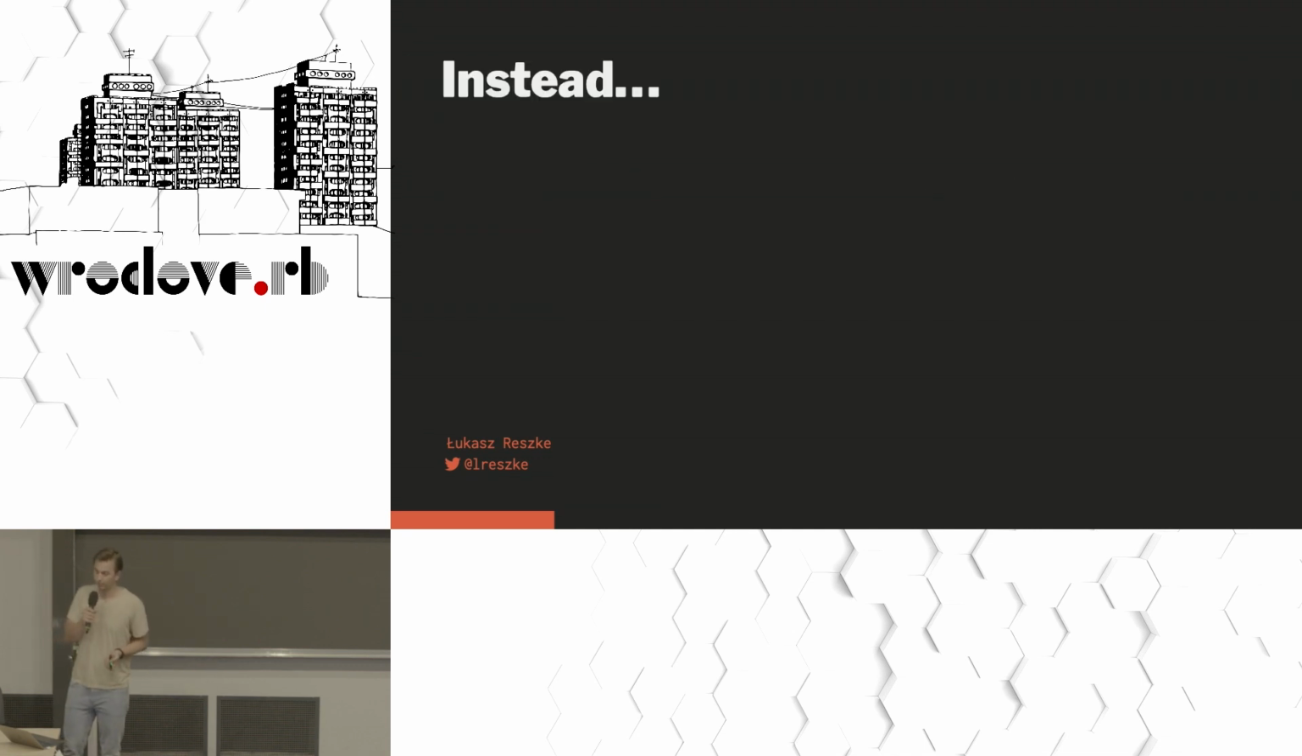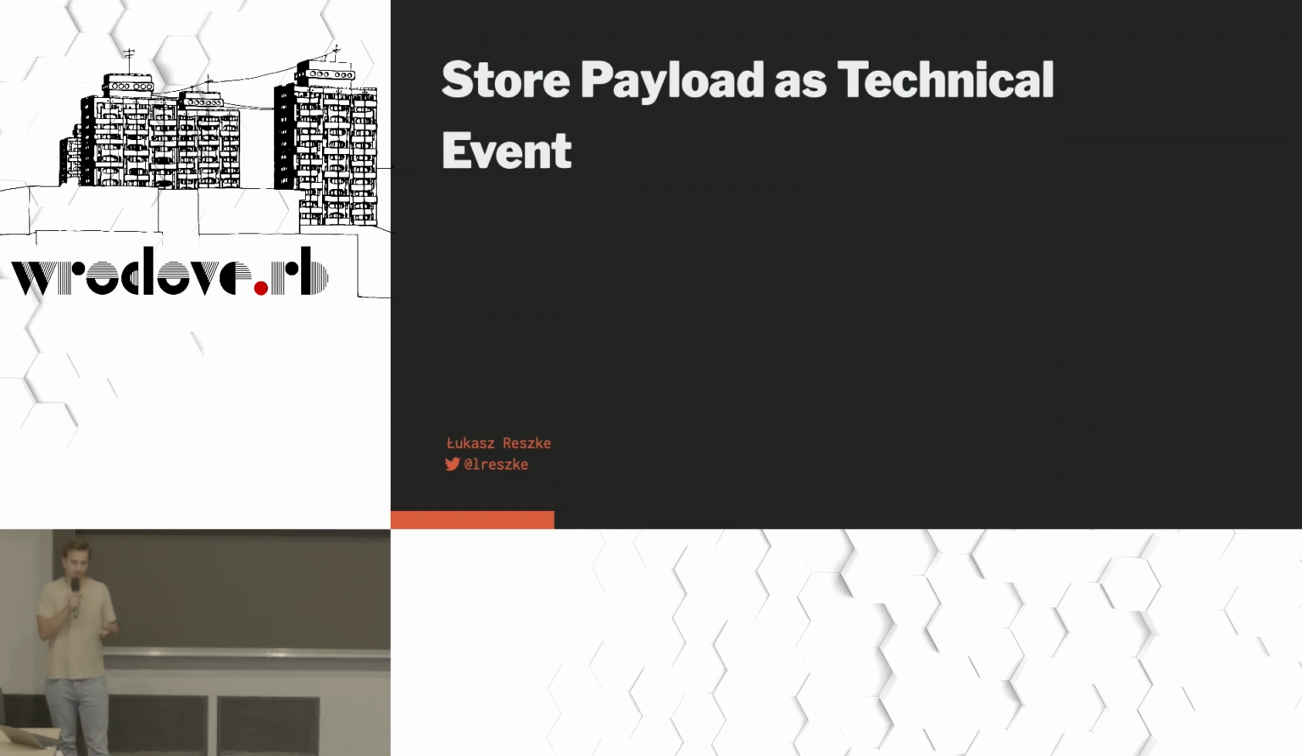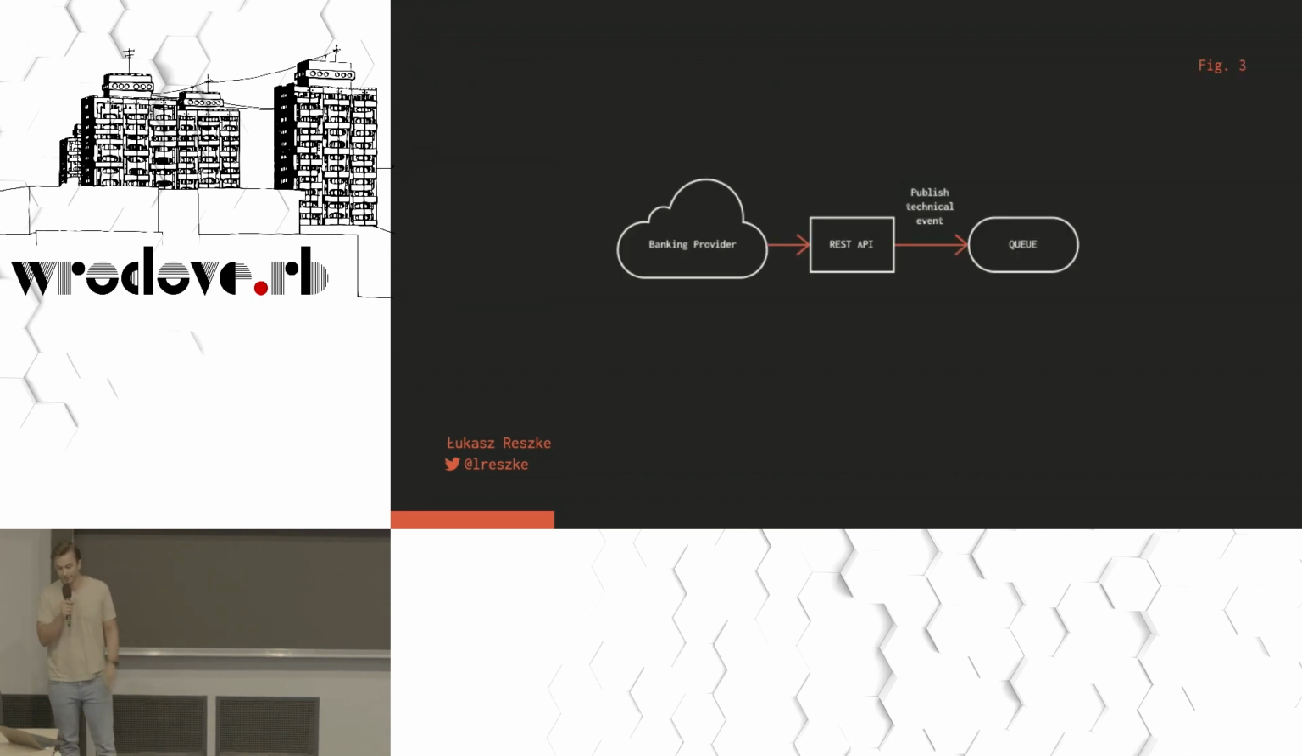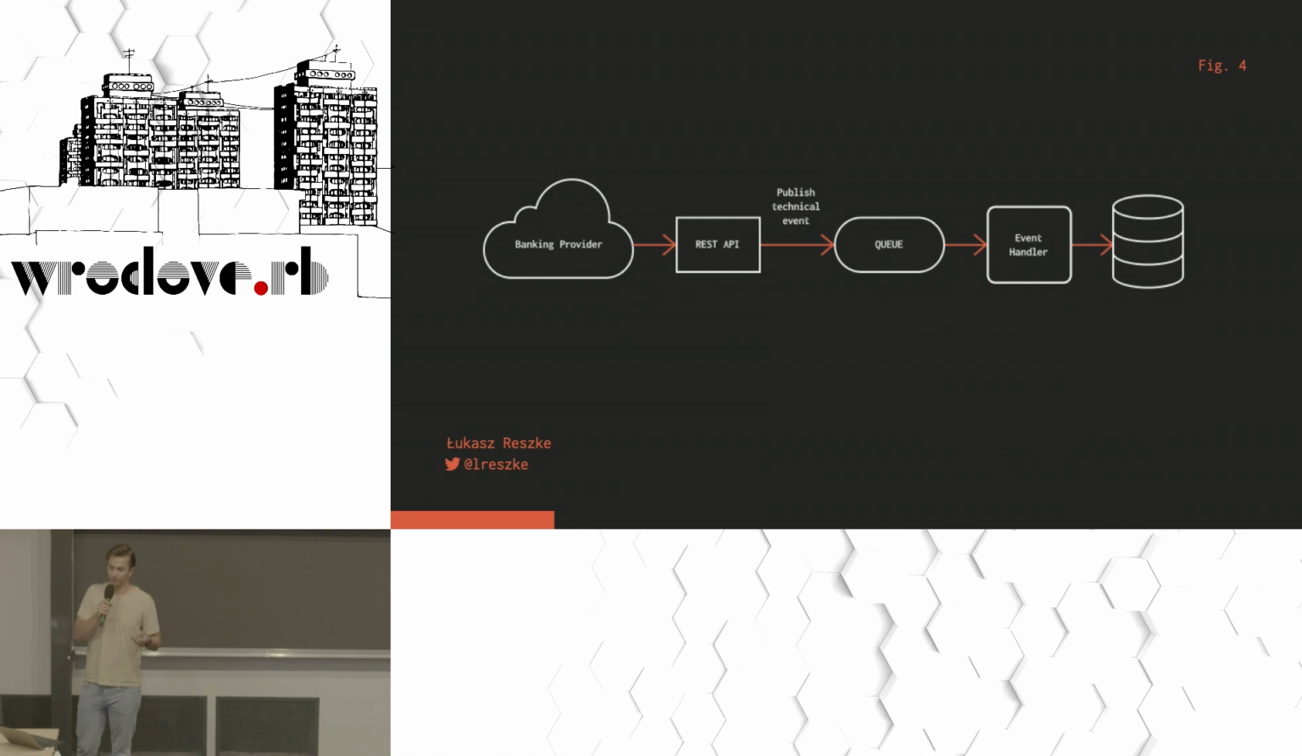For example, instead we could store the payload as a technical event. So there is the first relation to event sourcing, right? Instead of just saving it into the regular database, we store it in the event store. And once we store it, we also can publish it to the queue and process it asynchronously. So this is how it would look like. When the banking provider sends us a webhook, it of course goes to our REST API, and then we store and publish a technical event. Then there is a queue that takes this, and then there is an event handler that would be interested in processing this and getting the payload into the database.